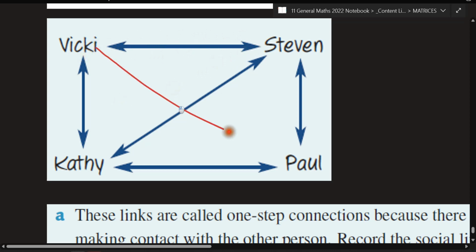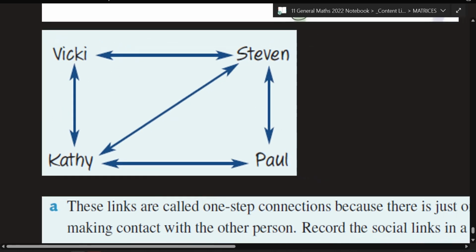However, for Vicky to Paul, there is no direct communication. So for Vicky to get to Paul, she needs to take two steps, either through Kathy and then to Paul, or through Stephen and then Paul. It's the same for Paul. If Paul wanted to speak to Vicky, he'd have to go through Stephen and then to Vicky, or through Kathy and to Vicky. If they're directly connected, they're called one-step connections, because it only takes one step to connect to that person.